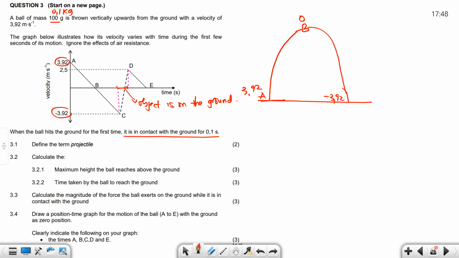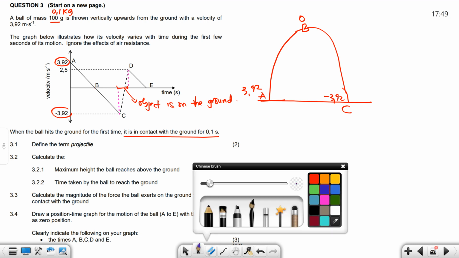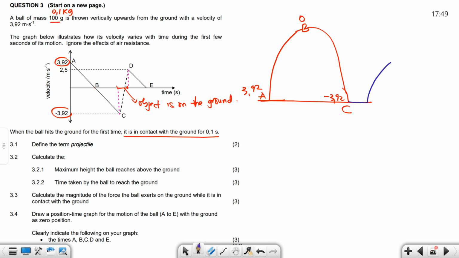So that is my C. Make sense? But do you notice C and D are not at the same spot? It means the object stays on the ground for 0,1 seconds and then bounces back up. This is now D. At what velocity? Check the velocity at D. 2,5. And then E. 0. Guys, do you see what I've done? If I was supposed to draw a VT graph, I would have to move from that side back to a VT graph. So it makes sense to see your diagram like this quickly.